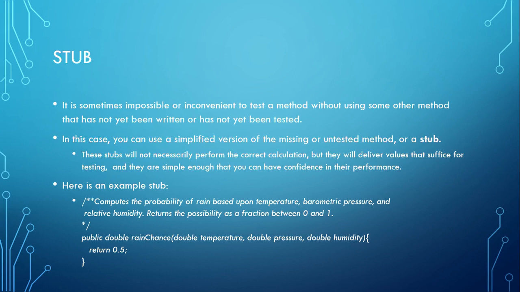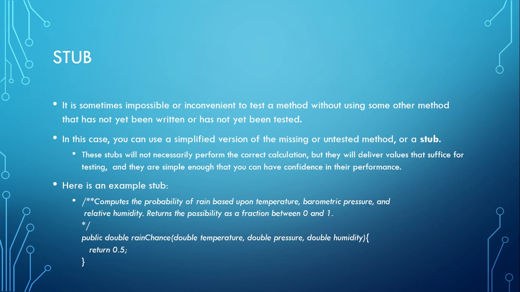So here's a quick example. In this comment, you can see it says calculates probability of rain based upon temperature, barometric pressure, and relative humidity, and returns the possibilities of fraction between 0 and 1. So here you have a method public double rainChance, double temperature, double pressure, double humidity. But if you look at it inside, there's no real math going on, no calculations, no anything like that. It just says return 0.5.